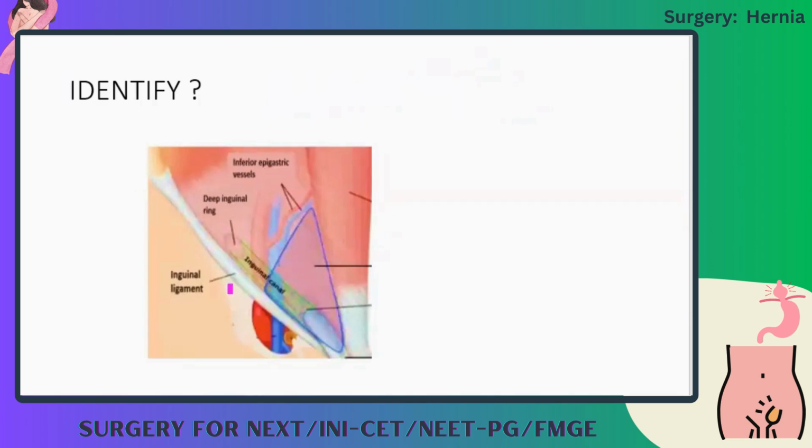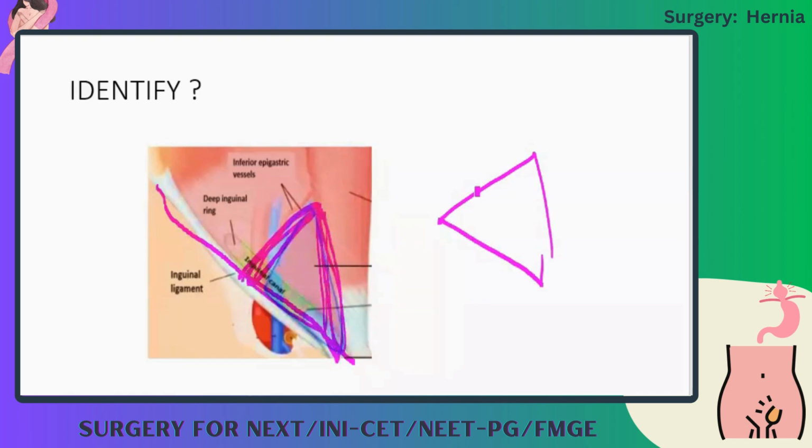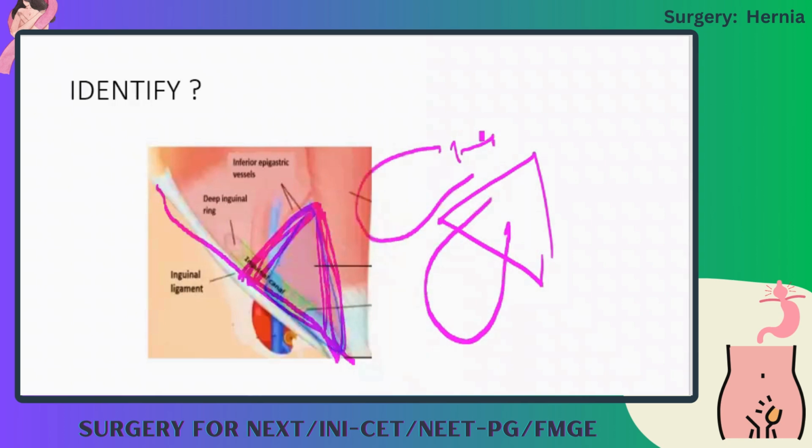But just see, this is the inguinal ligament. Here is the inferior epigastric vessel, inferior epigastric artery. And here is the lateral border of rectus muscle. So 1, 2, and 3 form the Hesselbach's triangle. Direct hernia will come through this triangle. Indirect hernia will come away from the triangle. Just remember those two things.